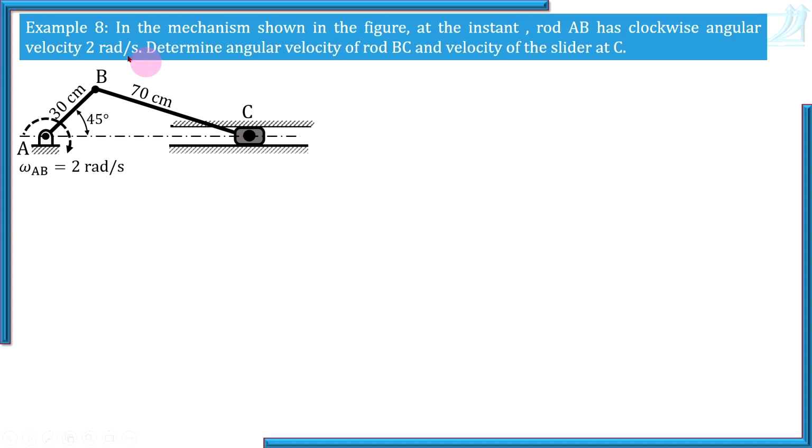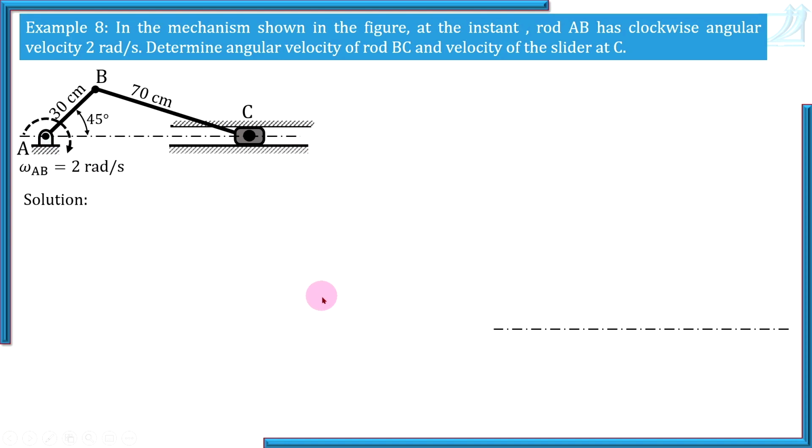Watch it. Read the problem: in the mechanism shown in the figure, so watch the figure. Yes, it is a mechanism. At the instant, rod AB has clockwise angular velocity 2 radians per second. Determine angular velocity of rod BC and velocity of slider at C. Yes, angle of rod BC is not given, so we'll have to find out that. This is that dotted line.